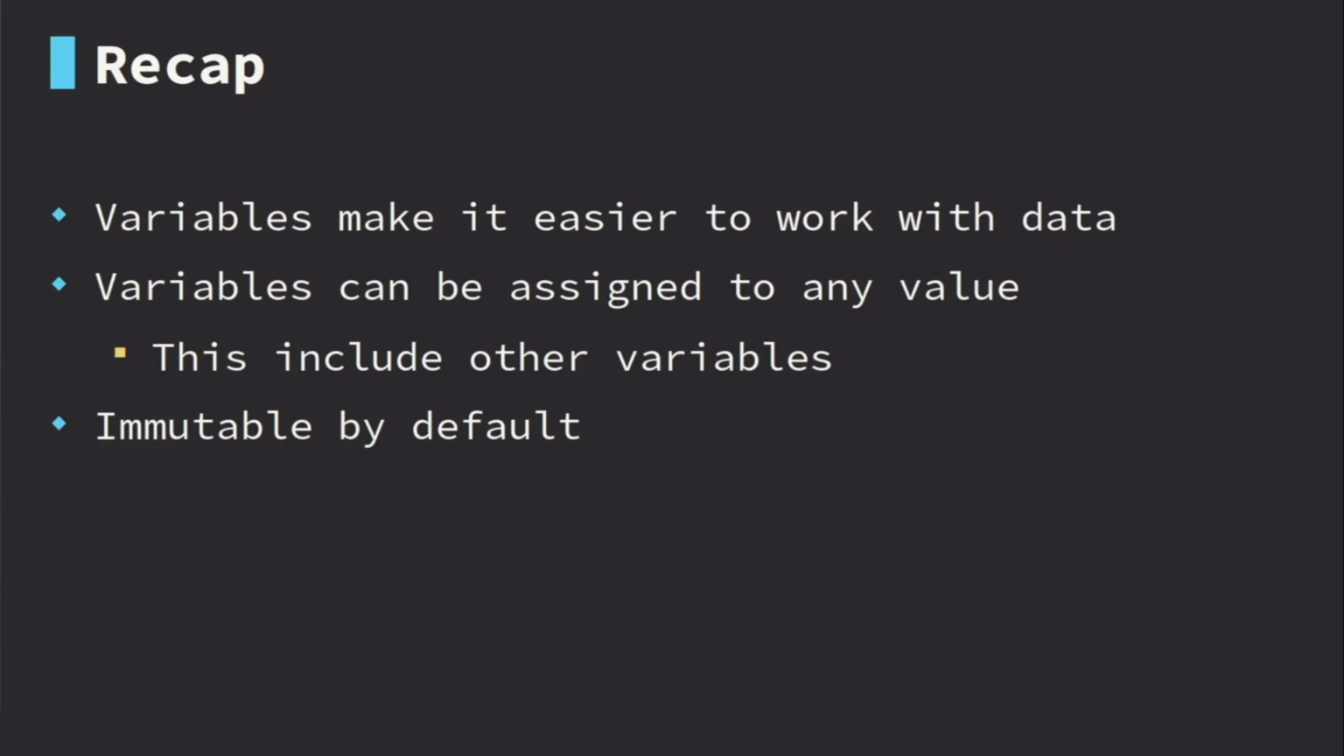To recap, variables make it easy to work with data, and in turn, memory. Since you don't need to memorize any memory locations, the variables take care of all that for you. Variables can be assigned to any value and any data type. This includes the value and types of other variables. By default, variables are immutable. However, you can use the mut keyword to make them mutable if you need to change it later on in the program.